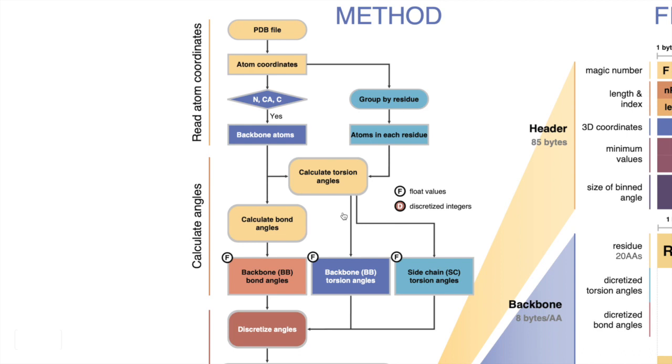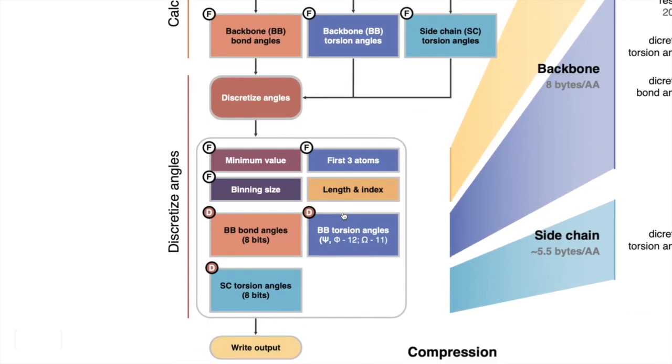First, from the PDB file, we extract the backbone atoms and group the whole atoms by residue. Next, the torsion angles and the bond angles are calculated from the coordinates of the backbone atoms. Not only the torsion angles, the bond angles are also saved in the compressed file for less deviation from the original coordinates. Torsion angles in the side chain of each residue are also calculated in this step. All the angles are saved in the compressed file after discretization.